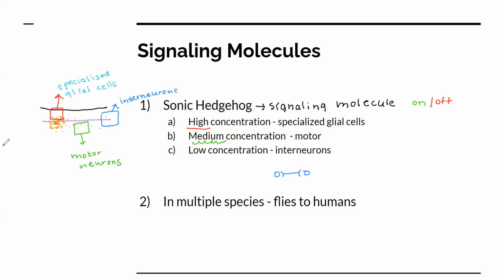Okay, so I also wanted to point out it's really important to know that Sonic Hedgehog is not just in humans, it's in so many different species, from flies all the way to humans, which is really cool. This can tell us that the way that these systems are determined, these neurons' functions are determined, is not just specialized to humans. It's actually a very common process which occurs in multiple species, which I thought was really important and really interesting to learn about.